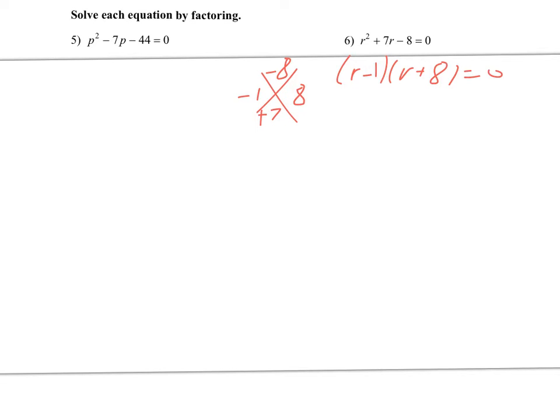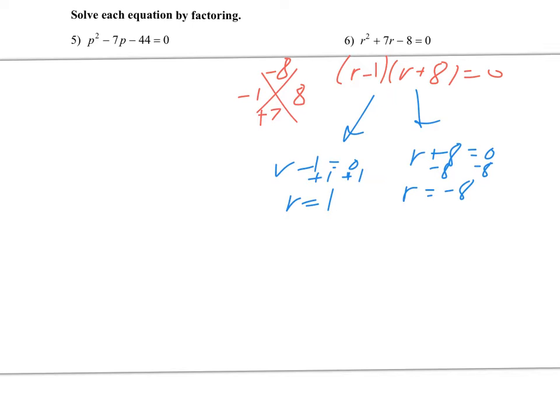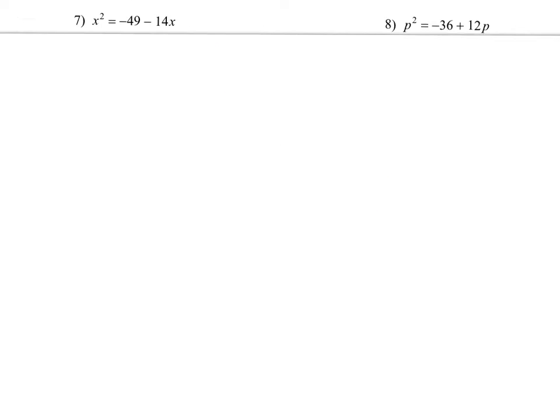So that means I can split this up and solve each of these parentheses equal to 0 individually. If I subtract the 8 over and I add the 1 over. So there's my two answers.